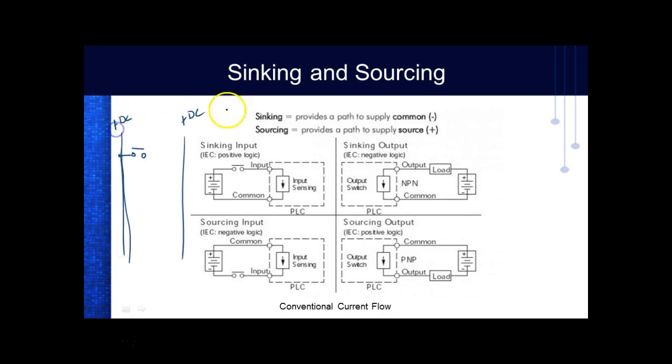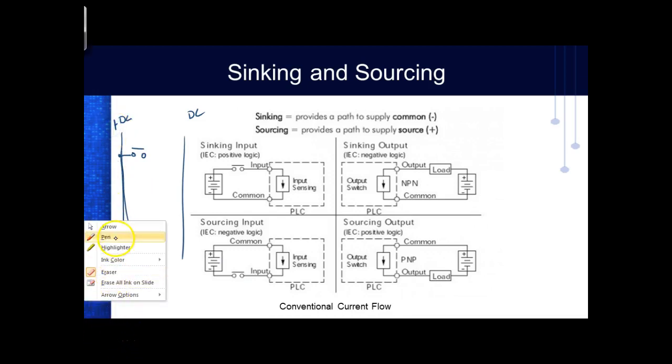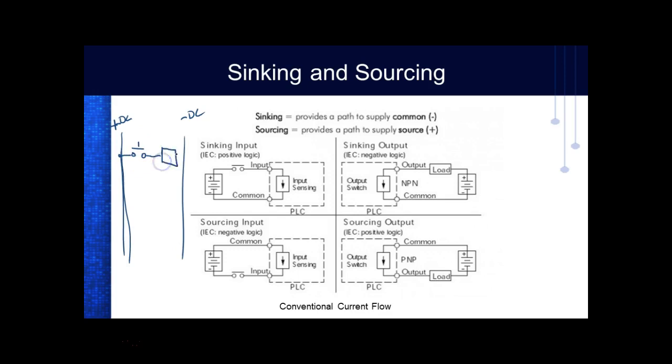I'm sorry, this is plus. So this would be plus DC on this side, and this would be minus DC on this side. My push button would be right here, and this would be the input to my PLC. If I wanted another input, I would connect it right here, and this would go to another input of my PLC. I'd take another input, and this would go to a different input of my PLC.